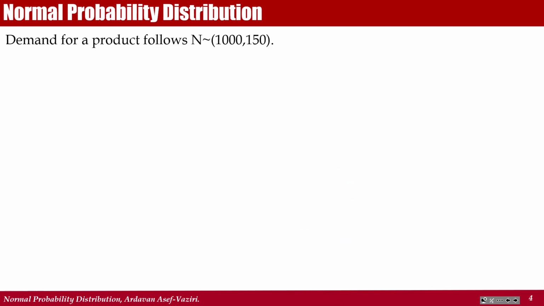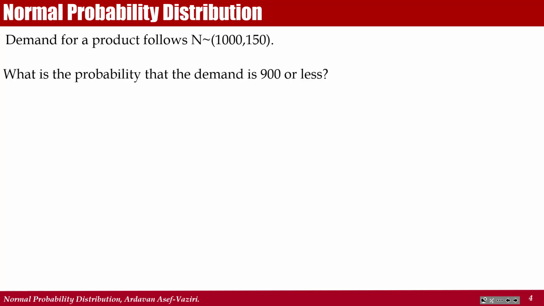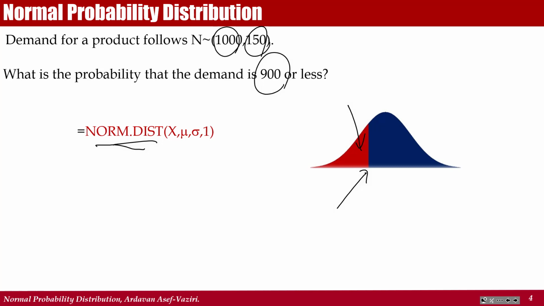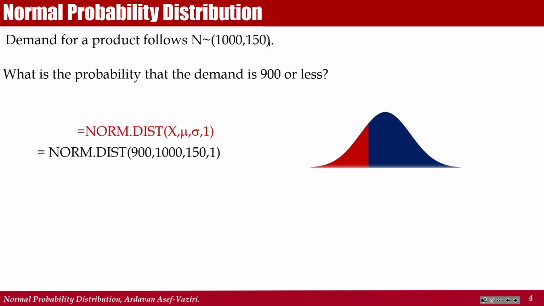Demand for a product follows normal, average 1000, standard deviation 150. What is the probability that demand is less than or equal to 900? So we have x and we are looking for the probability. We use the norm distribution function, NORM.DIST, x 900, mu 1000, standard deviation 150, and the last component 1 because you want to compute probabilities. And that's what you want.